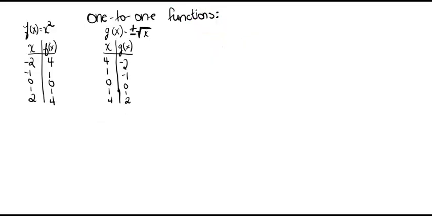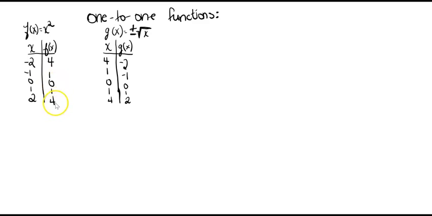The last thing I want to talk about is one-to-one functions. Let's look at this function f of x. f of x equals x squared. If I plug in a -2, -1, 0, 1, and 2 for x values, I'm going to get a 4, 1, 0, 1, and 4 out for my y values.